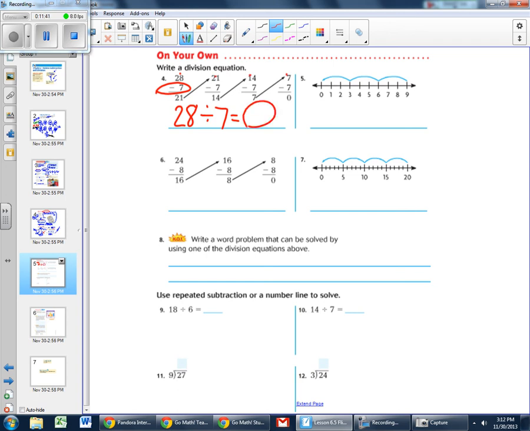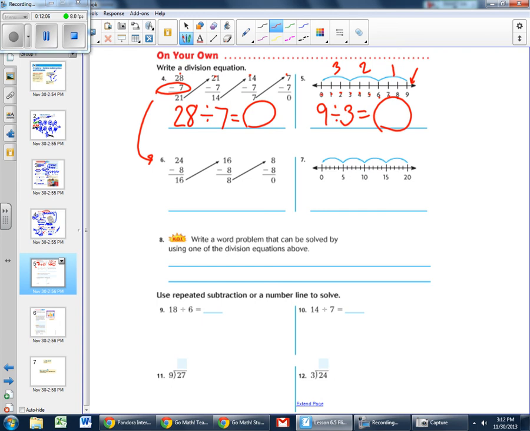Okay. Number 6 is exactly the same with different numbers. Number 5, you're going to start with your big number, the number that's at the end of here, and you're going to count how many jumps you do. 1, 2, 3. I'm going to check it just to make sure. 1, 2, 3, 1, 2, 3 equals how many jumps you have to give you this answer.